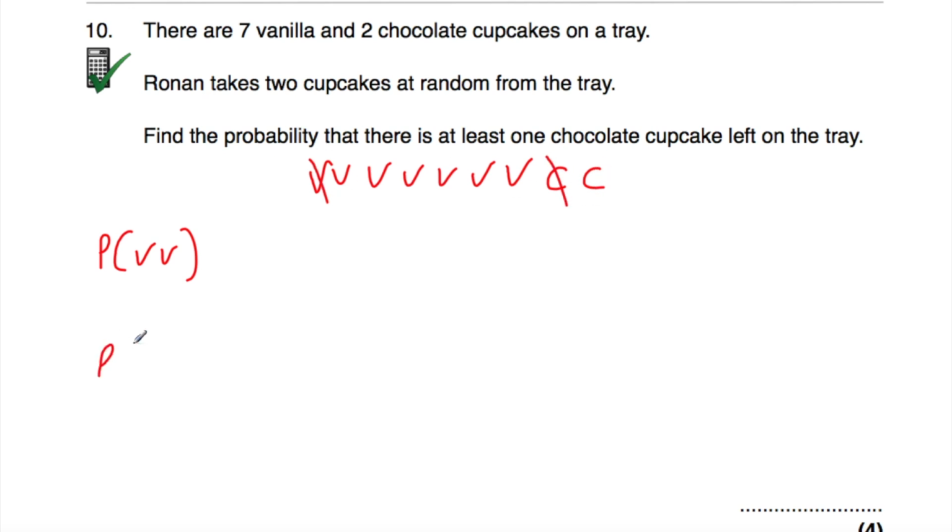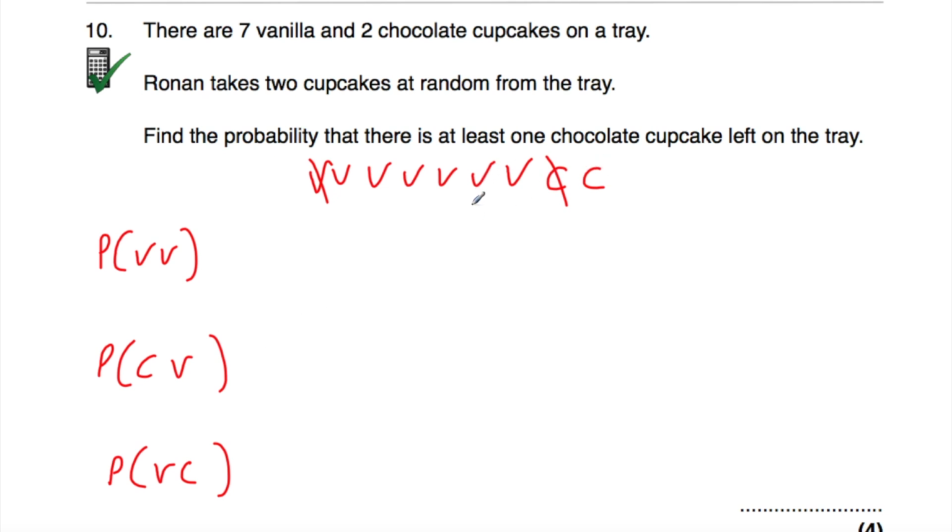So that means that Ronan could take a chocolate and a vanilla, or he could take a vanilla and a chocolate. So he could take a vanilla and vanilla, and that would leave 2 chocolate cupcakes on the tray. He could take a chocolate and a vanilla, that would leave 1, and we want to find the probability there's at least 1 chocolate left on the tray, 1 chocolate cupcake left on the tray. So a chocolate and a vanilla would work because there's at least 1 left, or a vanilla and then a chocolate because again there's at least 1 chocolate left.